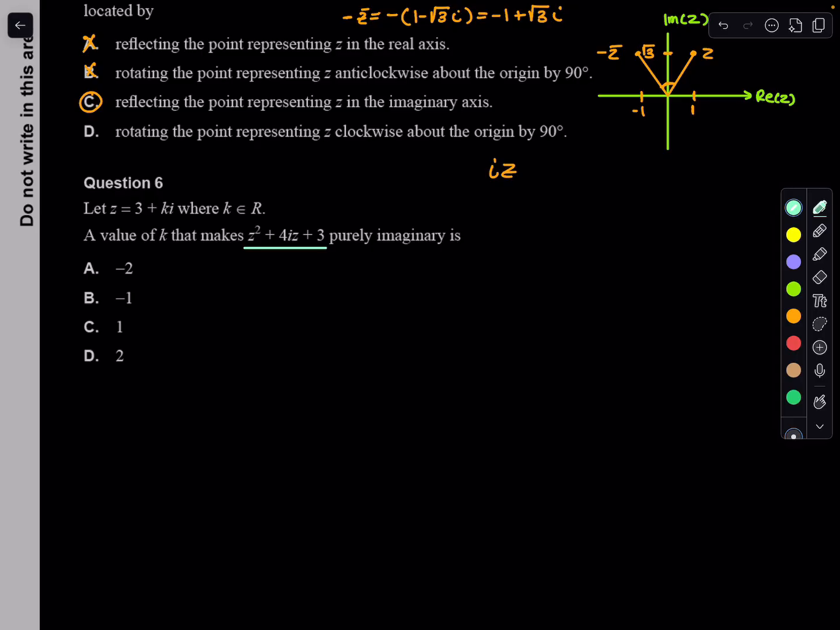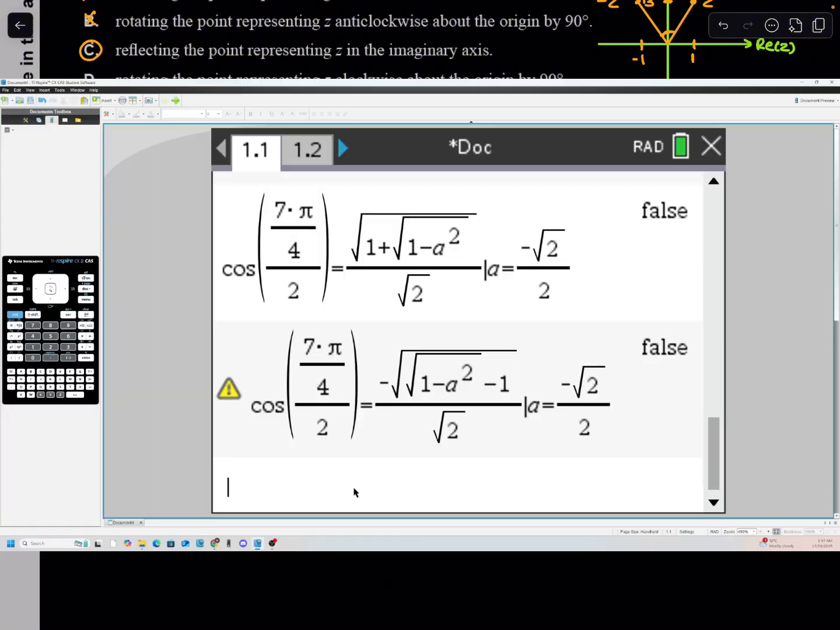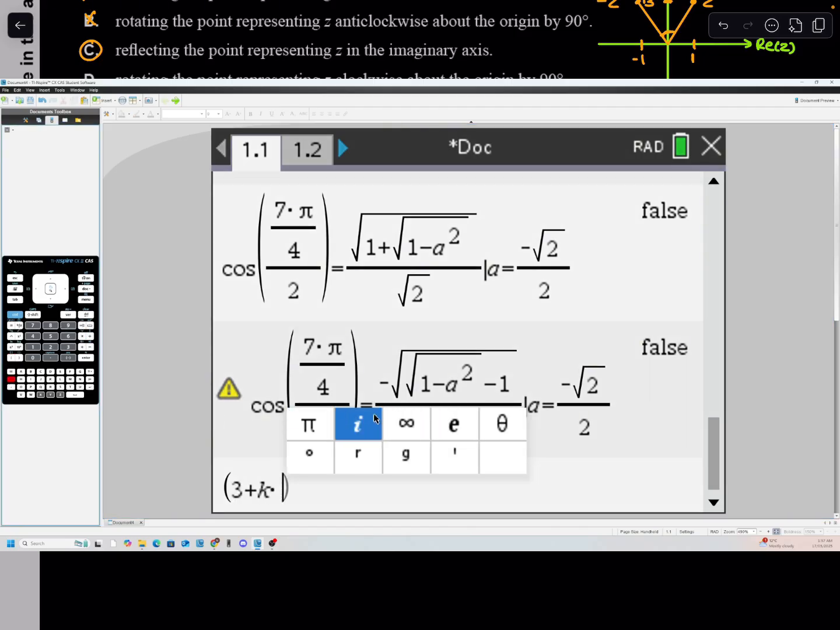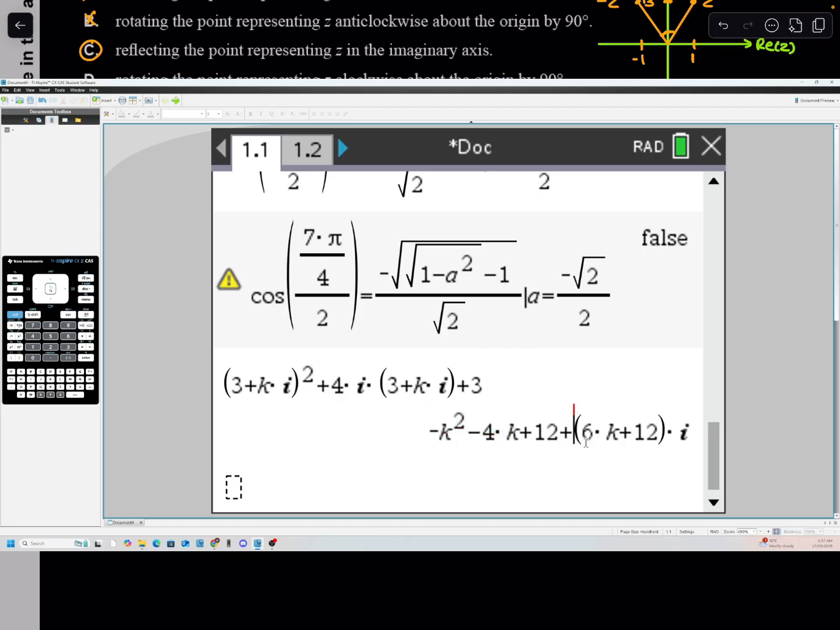So let's simplify it. Z is 3 plus Ki, and you're squaring it, plus 4i times Z, which is 3 plus Ki, and of course plus 3 here. Of course, we expand it. Now, don't expand it by hand. Let's expand it using our CAS. So (3 plus Ki) squared, plus 4i times (3 plus Ki), plus 3. There it is. So you can see that this is the real part and this is the imaginary part.